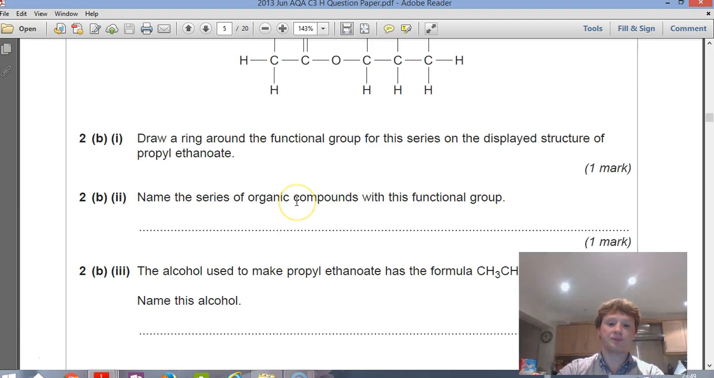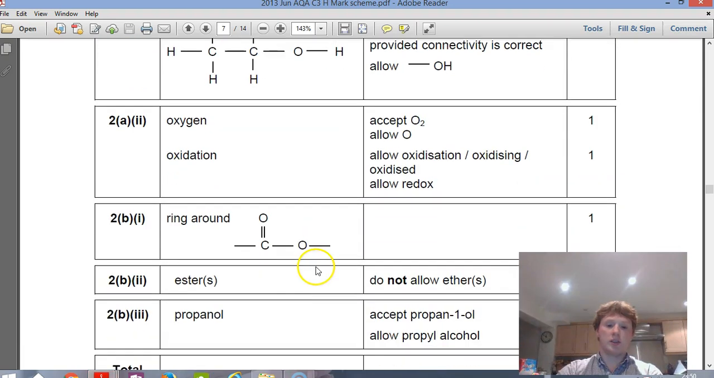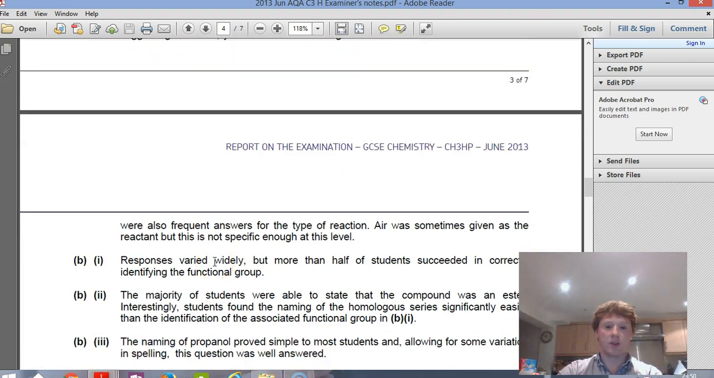There you go. The alcohol used to make propyl ethanoate has the formula CH3CH2CH2OH. Name this alcohol. It's got 3 carbons in. There's your clue. Off you go. Right, the alcohol is propanol. You're allowed to write propan-1-ol, because the OH is on the first carbon. And propyl alcohol was a similar one. It was well answered. Good.